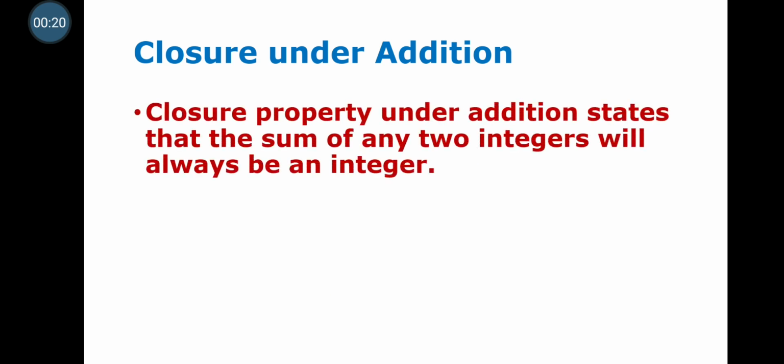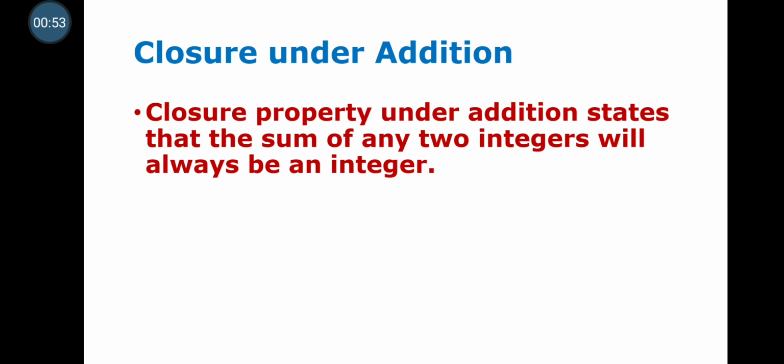Closure under addition. Closure property under addition states that the sum of any two integers will also be an integer. Suppose you are adding two numbers which are integers. You know, integers are numbers starting from negative infinity to positive infinity, including 0. So any two integers you add, the answer will also be an integer.